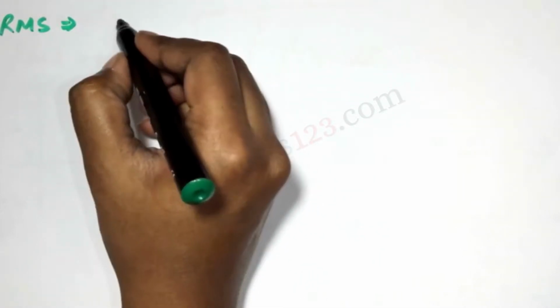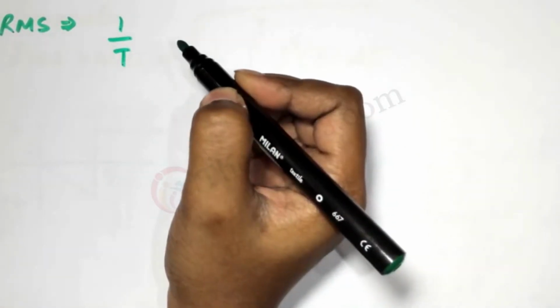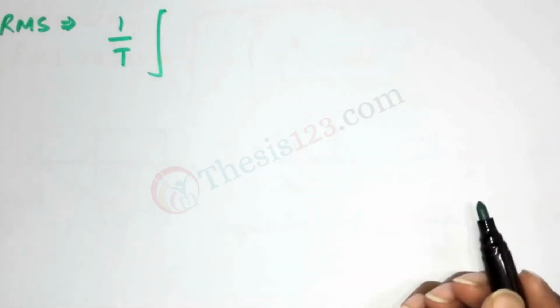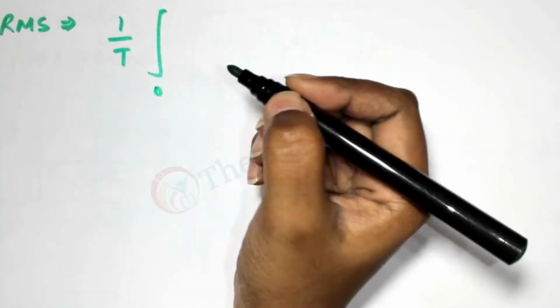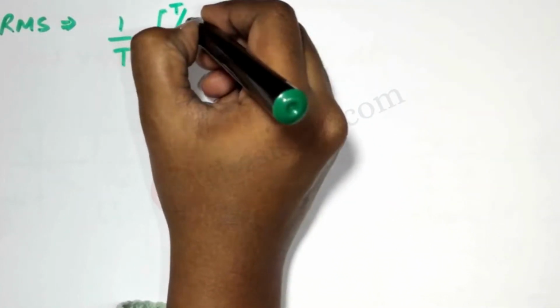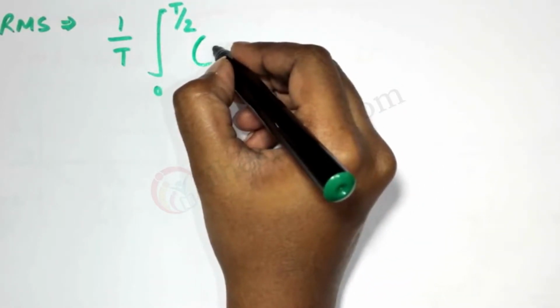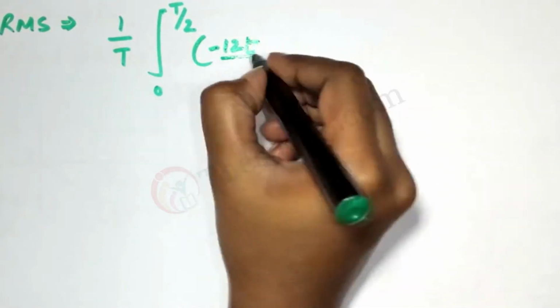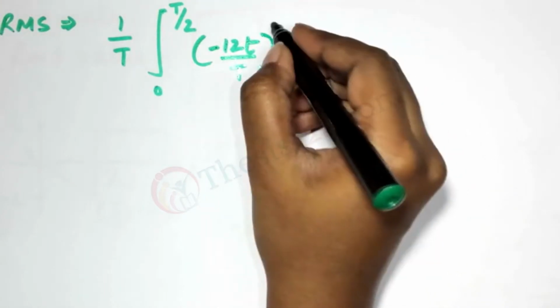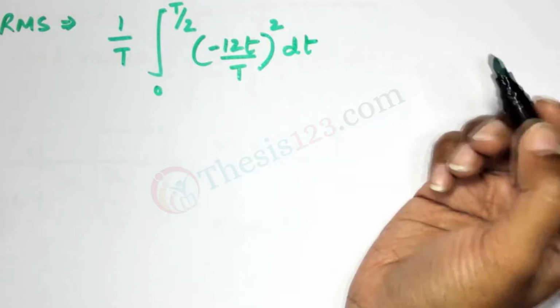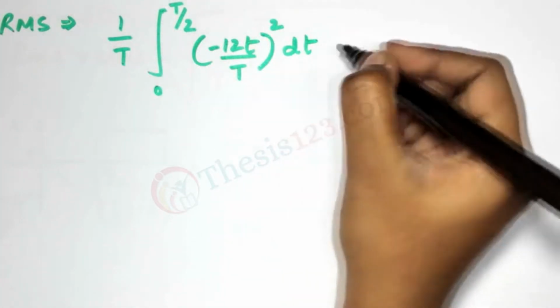Okay, let me just grab another sheet of paper and we'll write it down. So now our RMS value is 1 by T, which will remain the same. We are going to split the integral into two parts. So first we will write down 0 to T by 2. And what is the function from 0 to T by 2? Minus 12t by capital T, squared, dt. Because it is f square of t, right? So this is our first part of the function.